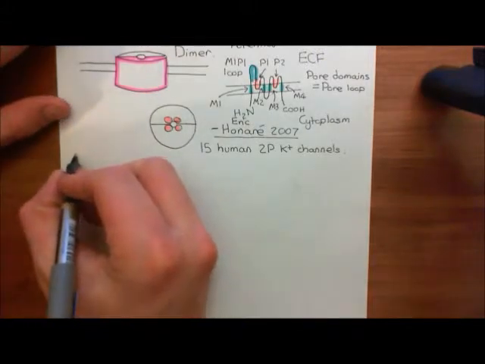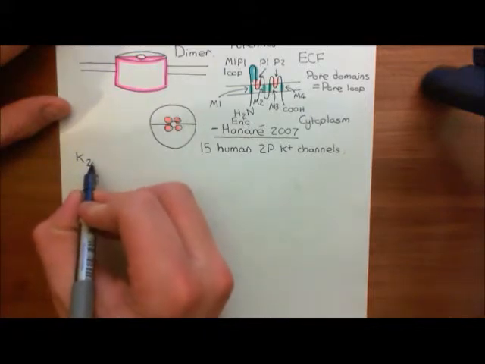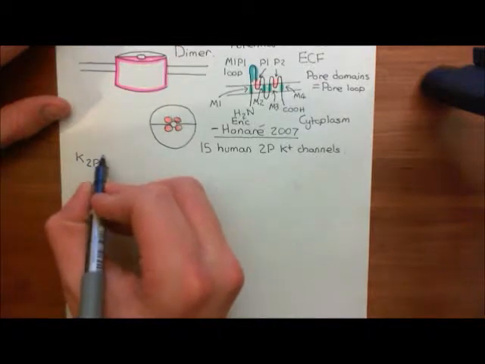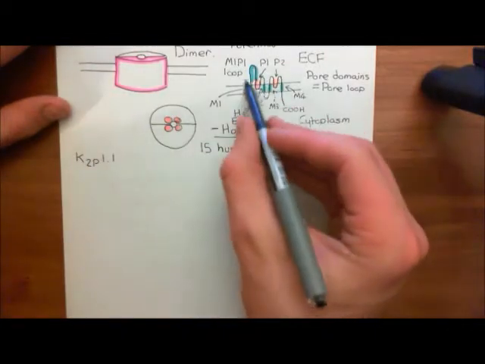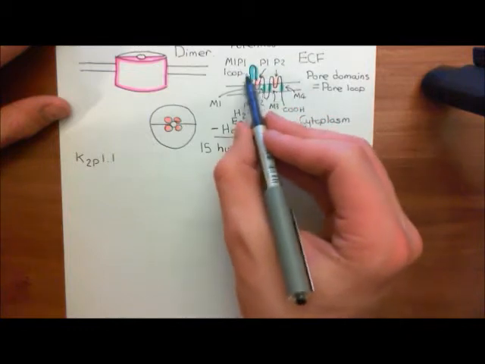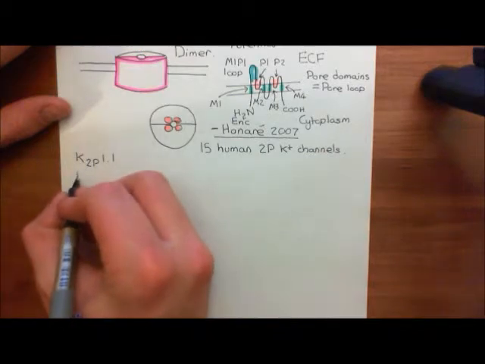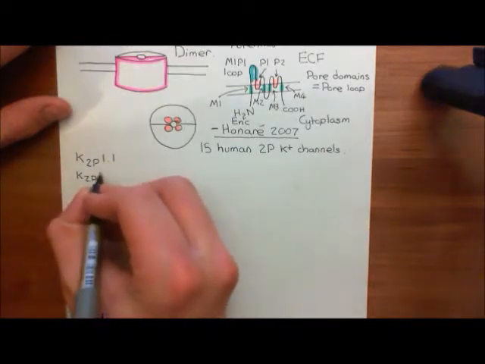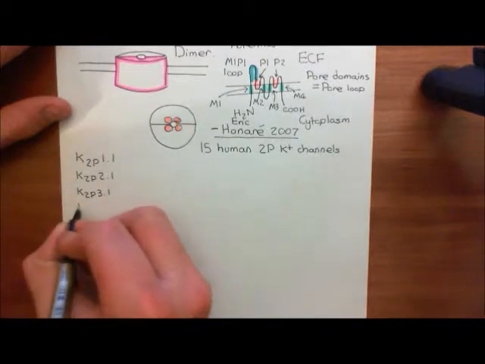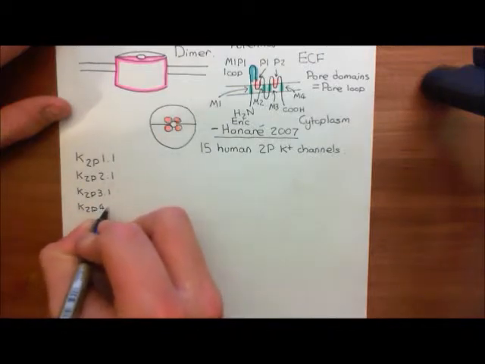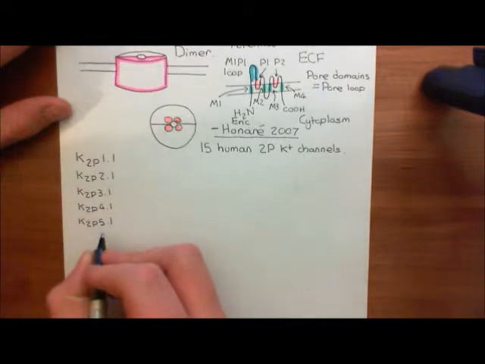The official names are very, very simple. You start off with a K for potassium channel, then you put a 2P for two pore domain, and then we have the two-pore domain potassium channel 1.1. That's the first subunit that has this sort of membrane spanning topology and is capable of dimerizing together to form a full two-pore domain potassium channel. And then we go on. There is also K2P 2.1, K2P 3.1, K2P 4.1, K2P 5.1, and we continue on.